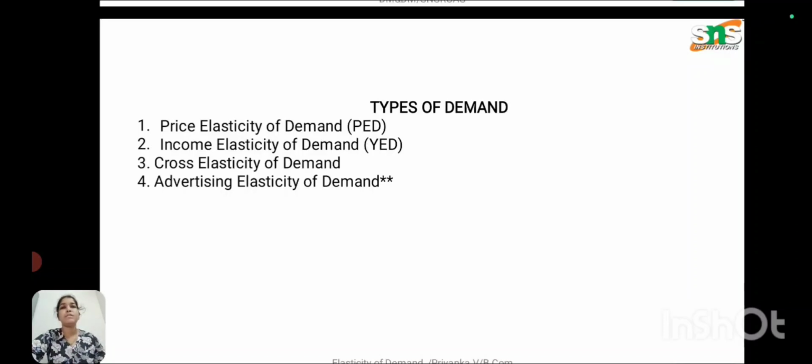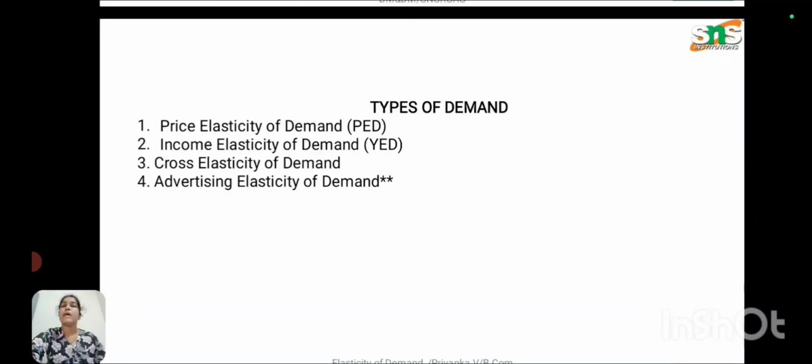Finally, I will say businesses use elasticity to fix the right price for their product. If the demand is inelastic, then they can charge a high price without losing many customers. Government also uses elasticity when deciding taxes on goods. Products with inelastic demand, like petrol, etc., are often taxed because people keep buying that product.